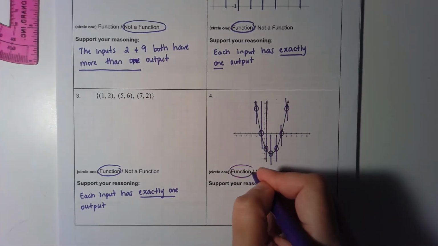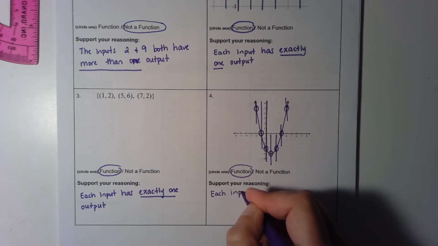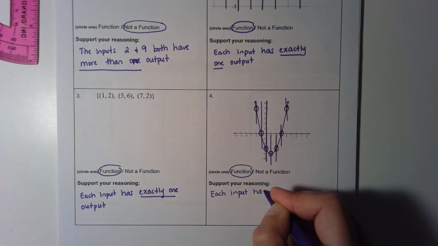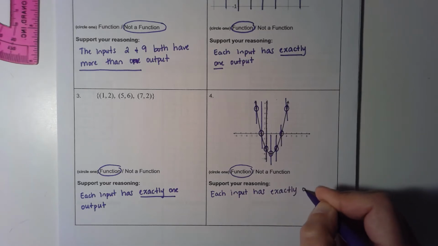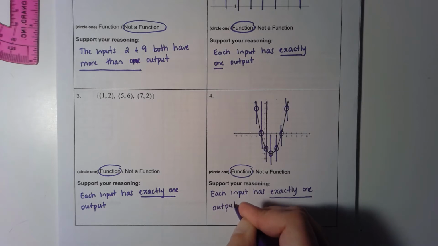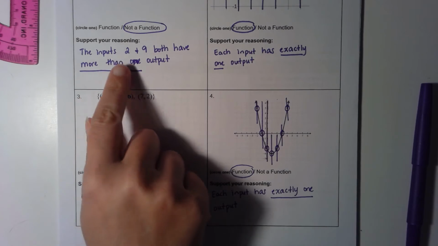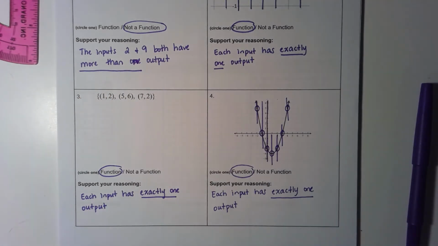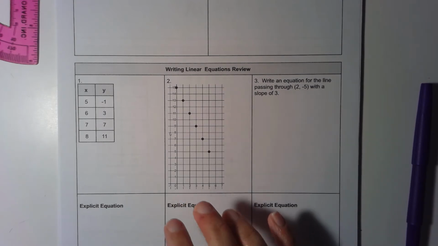So this is a function, and we would say because each input has exactly one output. Again, that goes back to the definition of a function. If you have a non-function, then you need to be specific about which inputs fail the test. So in this case, we said because the 2 and the 9 both have more than one output, which is not allowed. Last but not least, we're going to look at applications of functions.